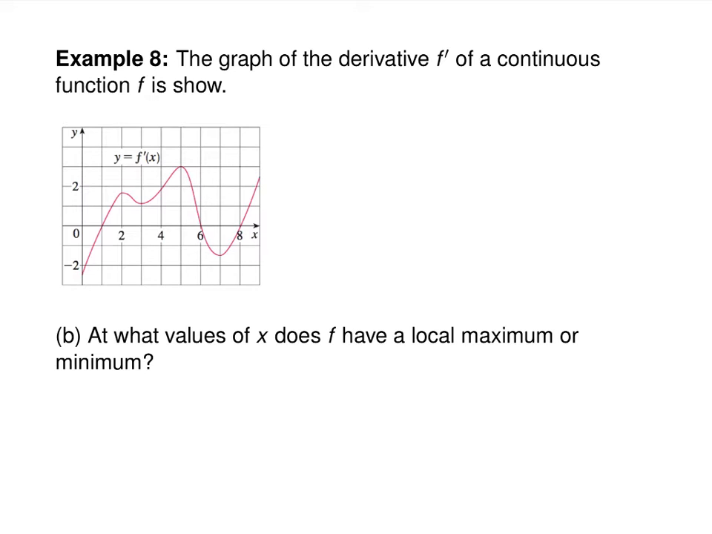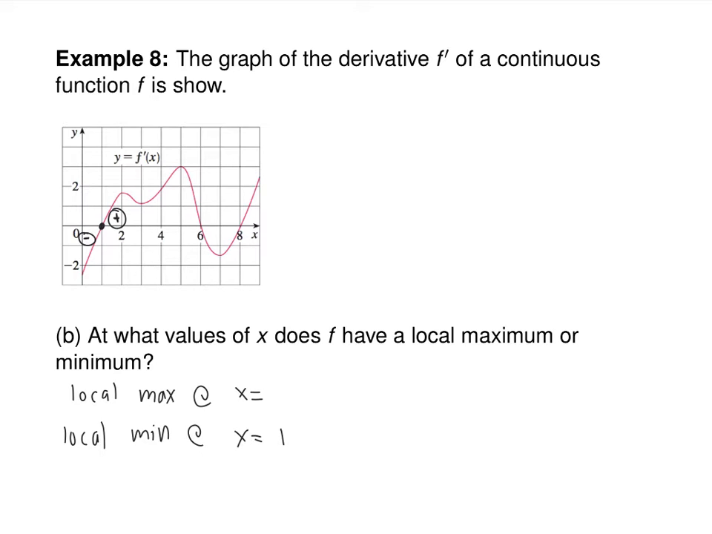At what value of x does f have a local max and a local min? Local max at x equals, local min at x equals. Okay, so this is a place where f prime is 0, right? You buy that? So first your derivative is negative, then your derivative is positive. So what happens at that point? A local min at x equals 1.